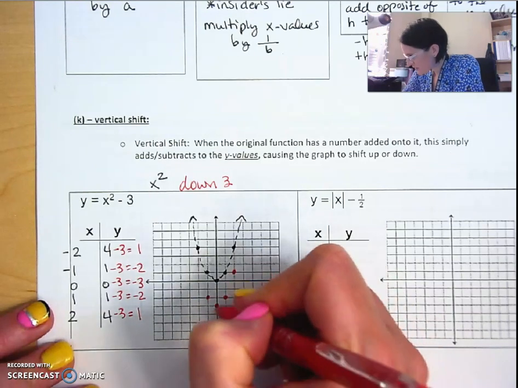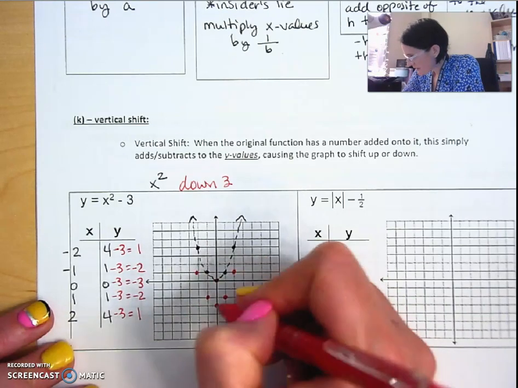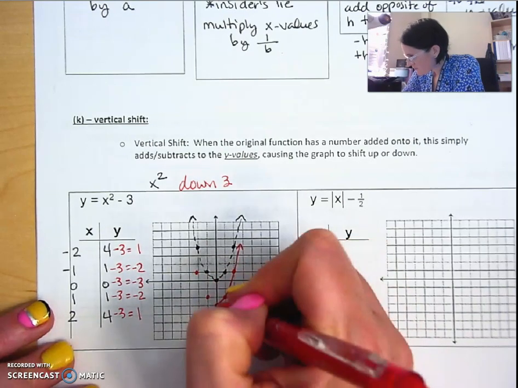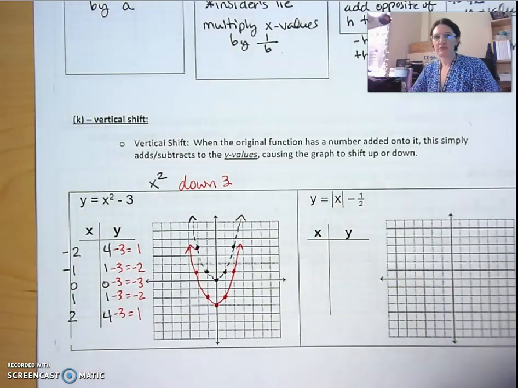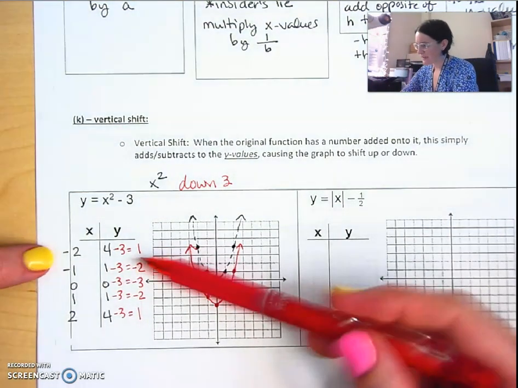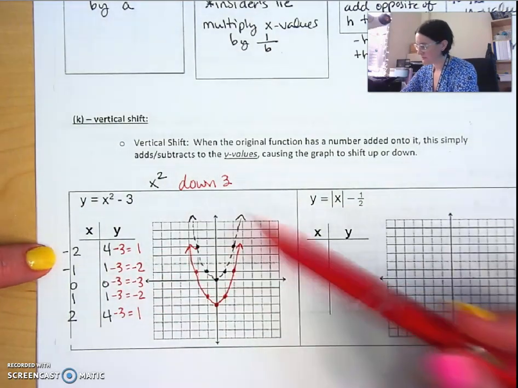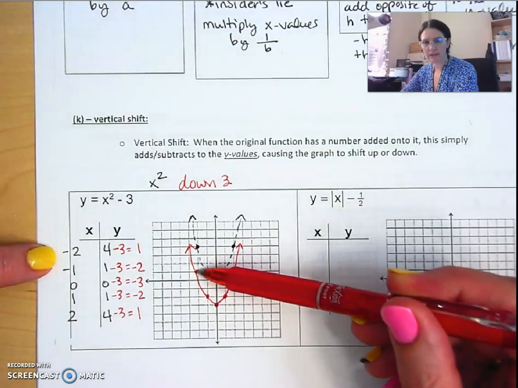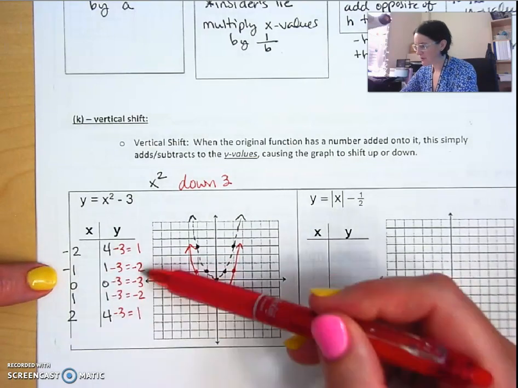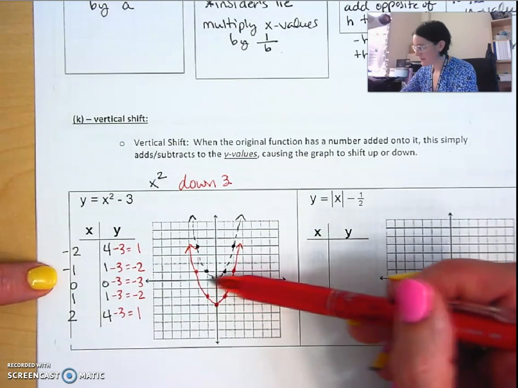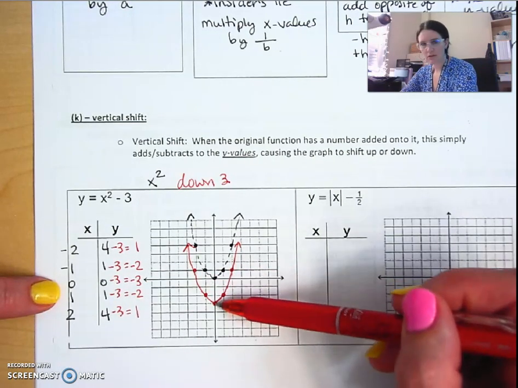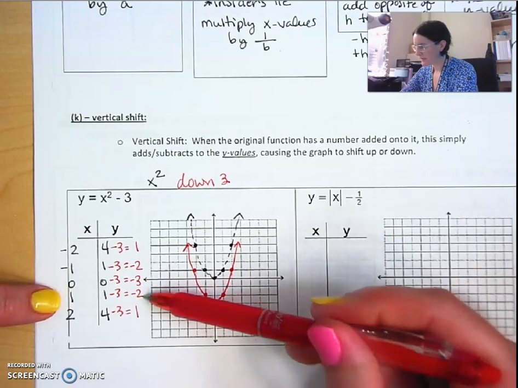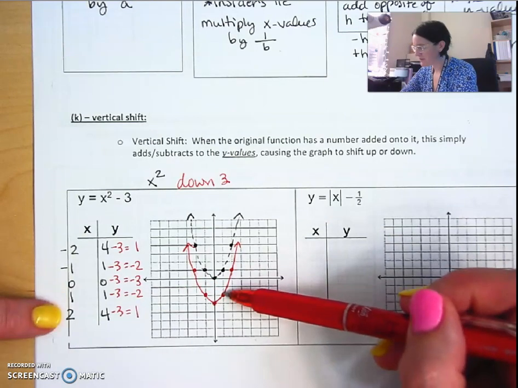Or do your counting pattern from the original one. All right, so I just pushed it down 3, but let's verify that it matches the coordinates of the new points that we did in the table. So you see here I have a point at -2, 1. -2, 1 is right there. My next one is -1, -2. -1, -2, right there. 0, -3 is my next point, right there on my graph. 1, -2, and then 2, 1.